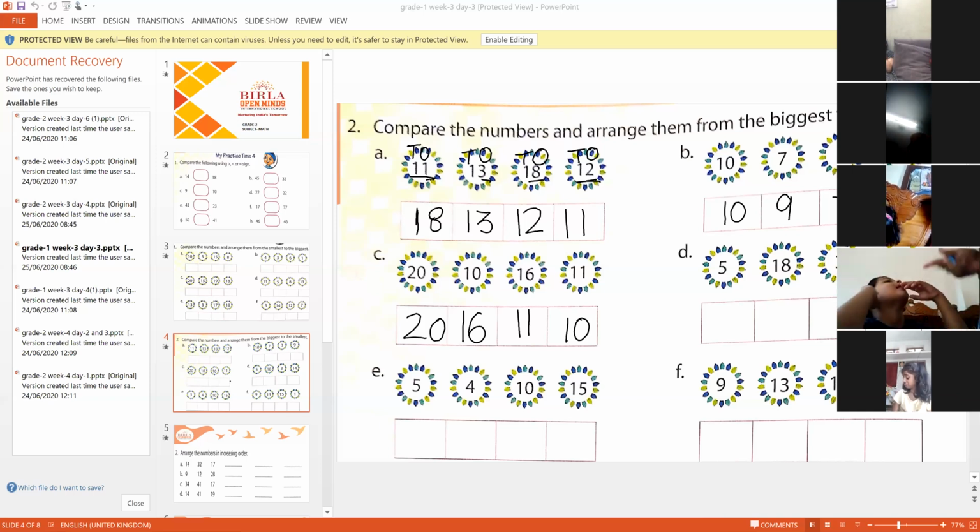Yes, Veda, tell me the biggest number. 20, 60. No, Veda. D bit. 5, 18, 3 or 14. Which is the biggest number? 18, 14, 5. The number is 18, Veda.